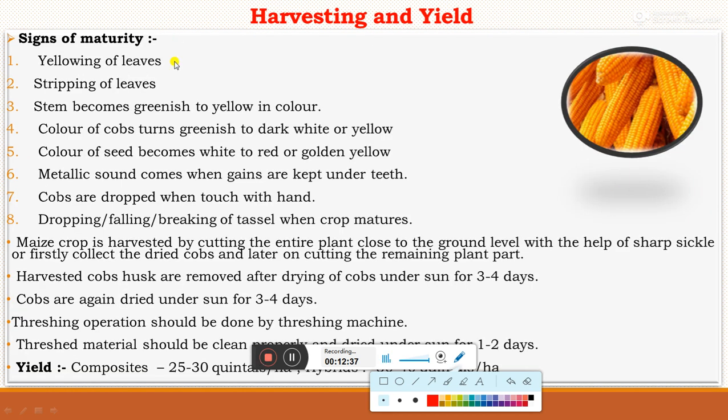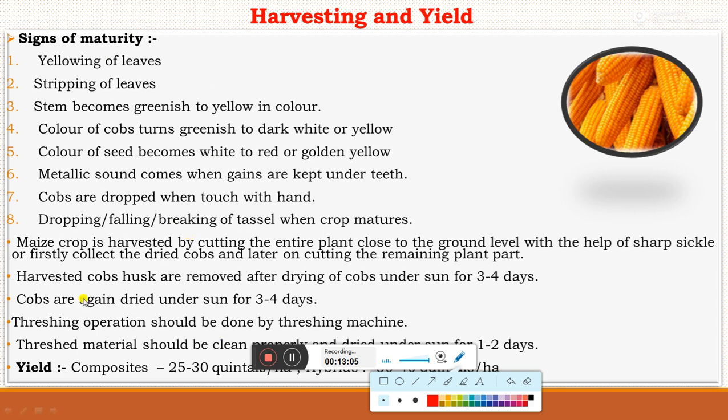Then harvesting and yield. As signs of maturity, the crop shows yellowing and stripping of leaves, and the stem becomes greenish to yellow in color. Color of cobs turns greenish to dark white or yellow. Color of seed becomes white to red or golden yellow. A metallic sound comes when the grains are kept under the teeth. Cobs drop when touched with the hand, or the tassel drops, falls or breaks when the crop matures. These are the different signs of maturity.